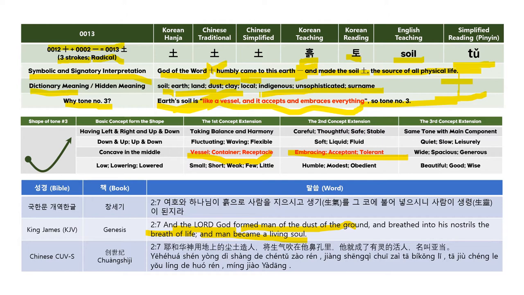Actually, you can write this character in this order. God came down to the earth and made the soil, the land. What do you think about this interpretation? Do you agree with this?